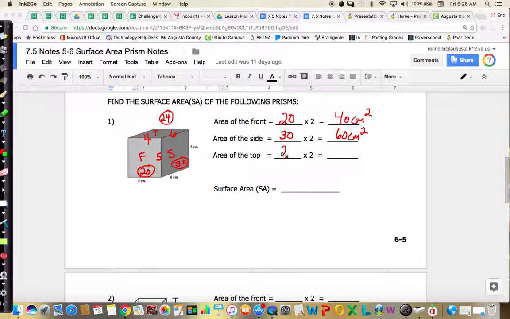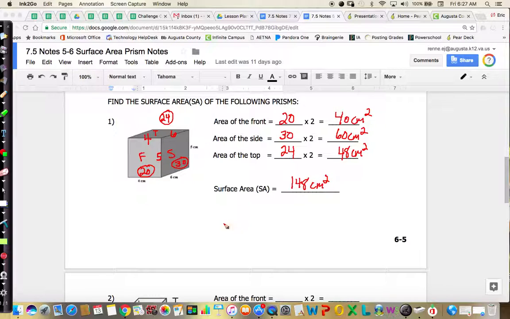And remember, there's a top and a bottom, so I'm going to multiply by 2, and I get 48 centimeters squared. Now, we just talked about surface area being the total of all the surfaces. So even though it looks like I only found 3, I actually found 6 because I doubled all of them. So if I add these three numbers up, 40 plus 60 plus 48, I get 148 centimeters squared.